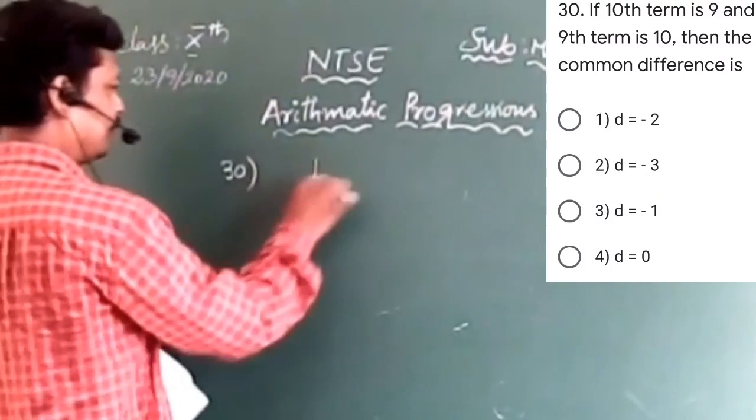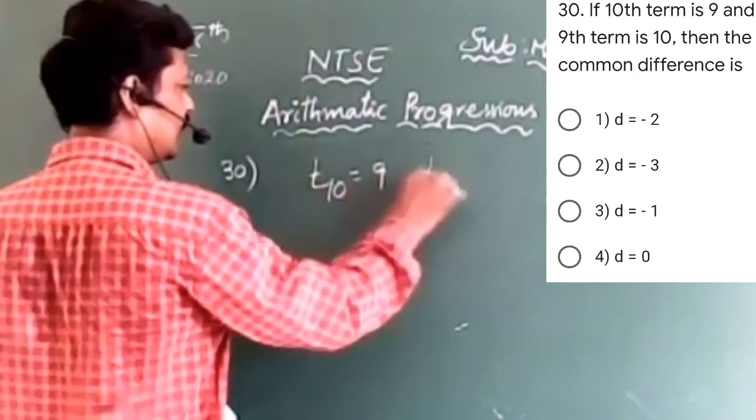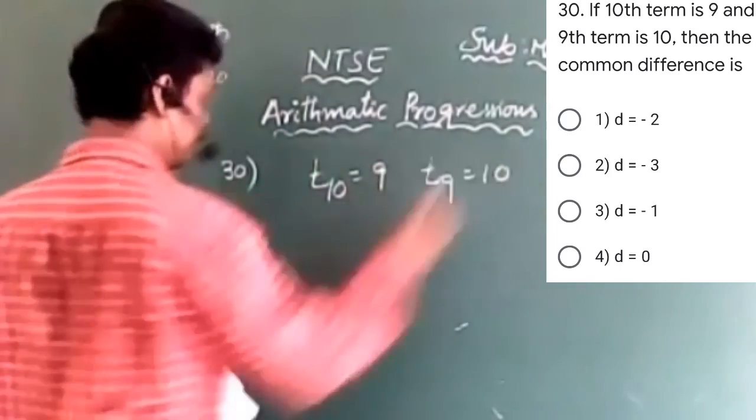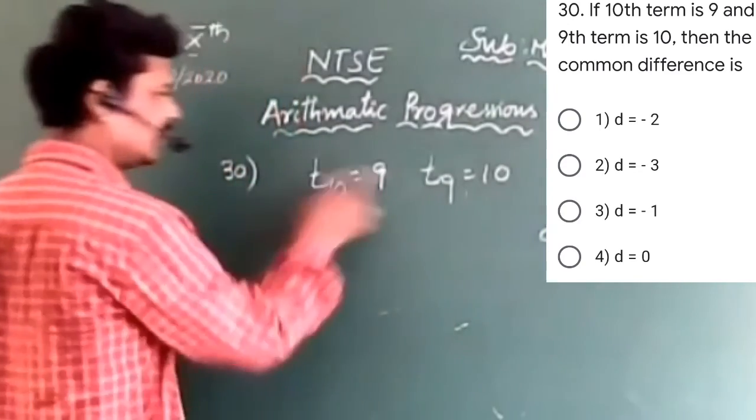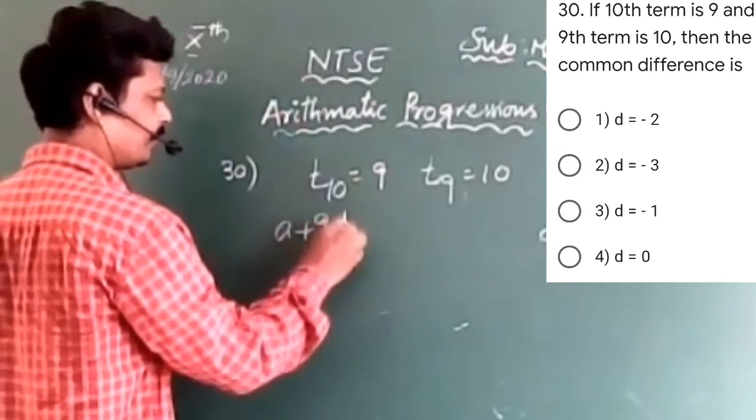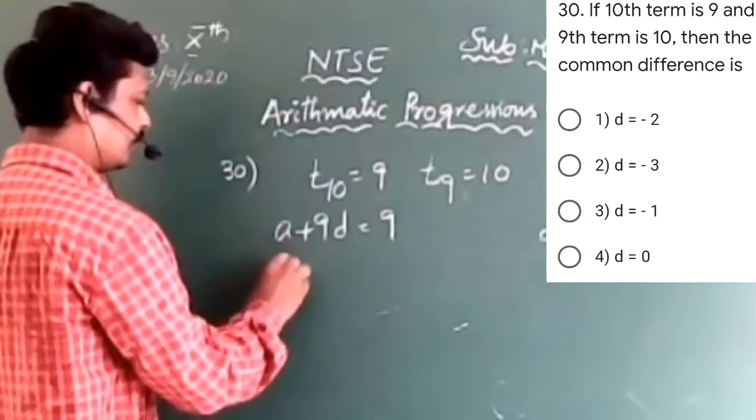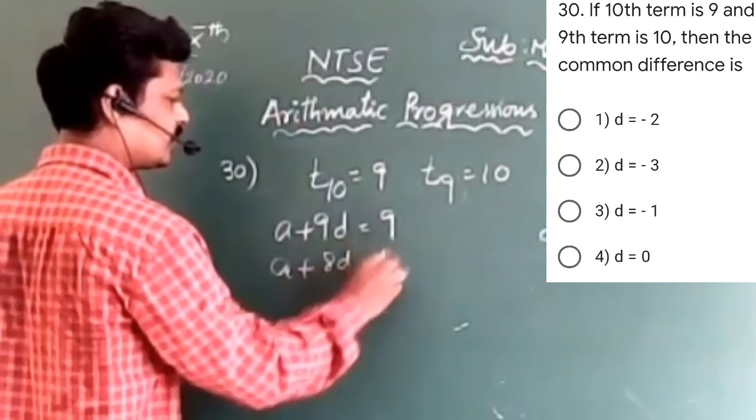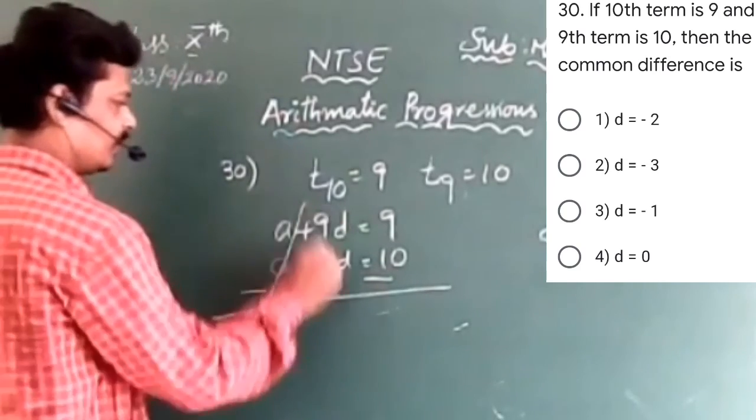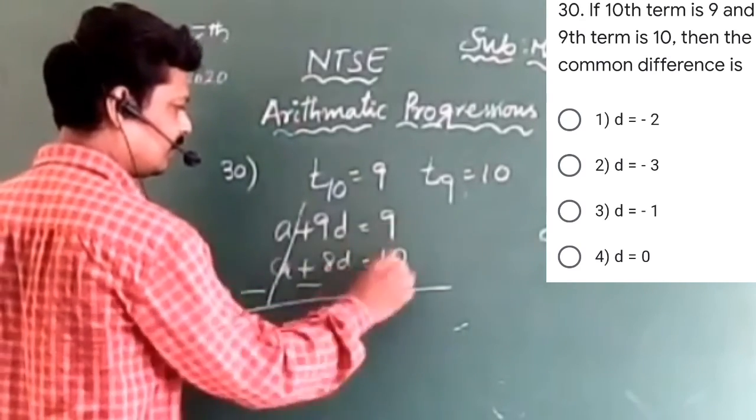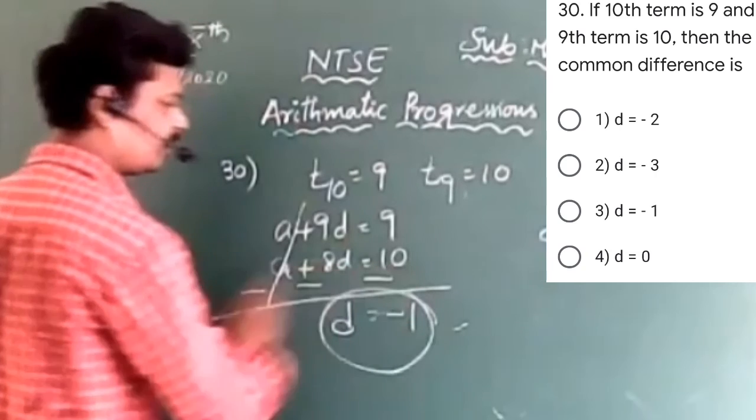The 10th term is 9 and the 9th term is 10. Then the common difference d they are asking. The 10th term is a plus 9d, which is 9. The 9th term is a plus 8d, which is 10. Subtract: the a terms cancel. 9d minus 8d is 1d. 9 minus 10 is minus 1. So the common difference is minus 1.